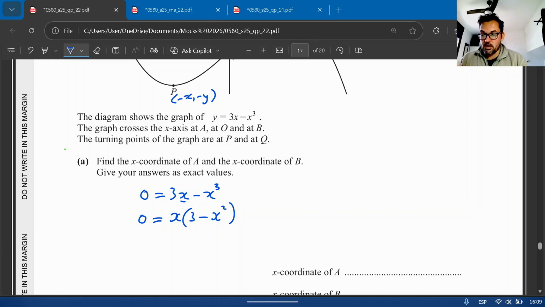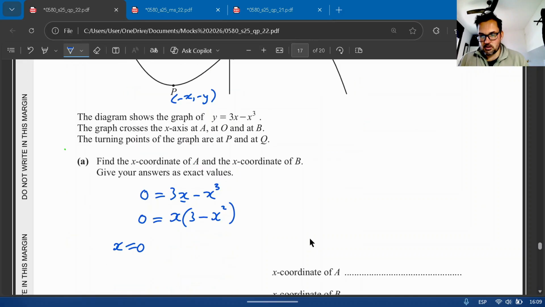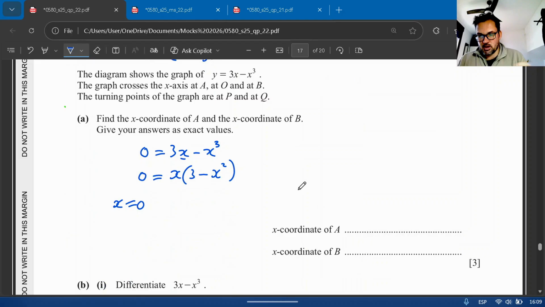Okay, we can then split this up. We can say x is 0, which gives us that point there where it crosses the x-axis. Okay, but I didn't ask for that one. And we can say 3 minus x squared equals 0. Okay.